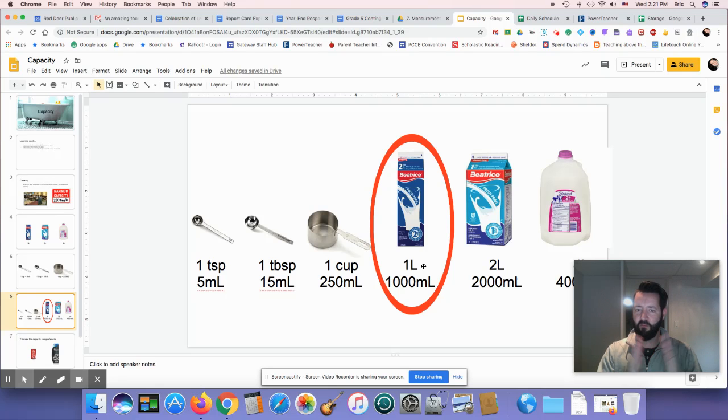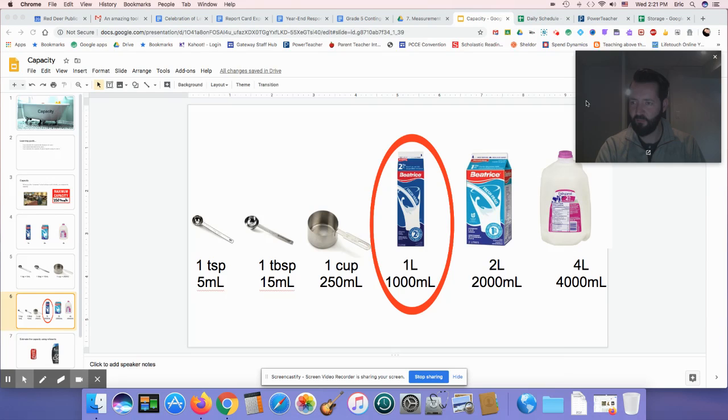1 liter is made up of 1,000 milliliters, okay? So these two volumes or capacities are the same amount here, all right? But then, of course, we work our way up to the top of the scale here, all the way up to 4 liters or, I'll just move my face here, 4,000 milliliters.